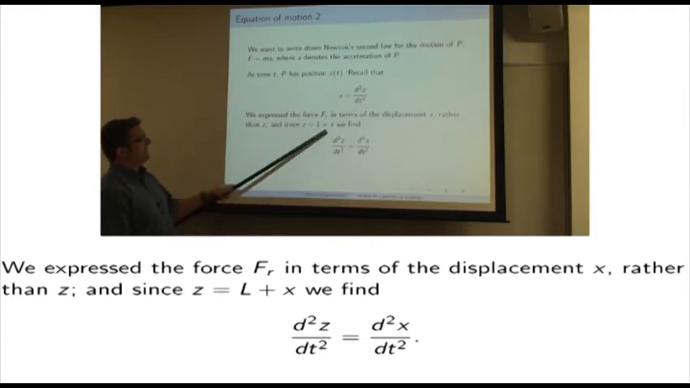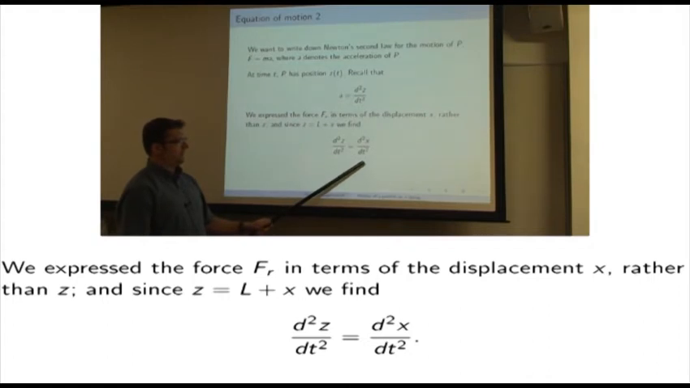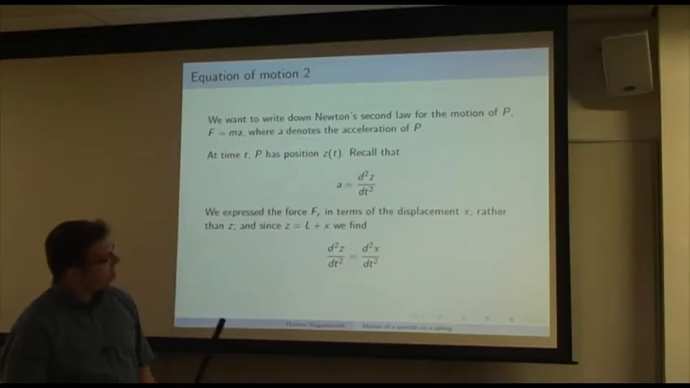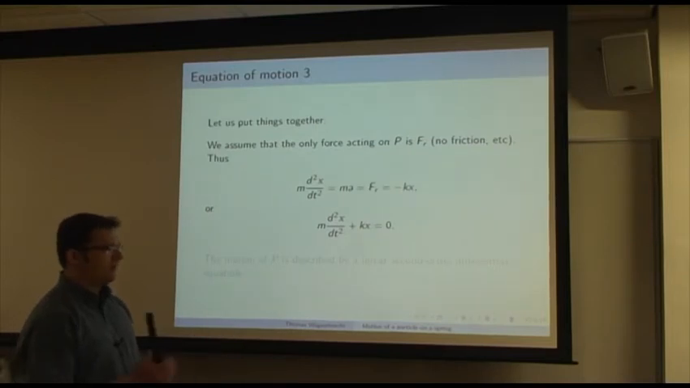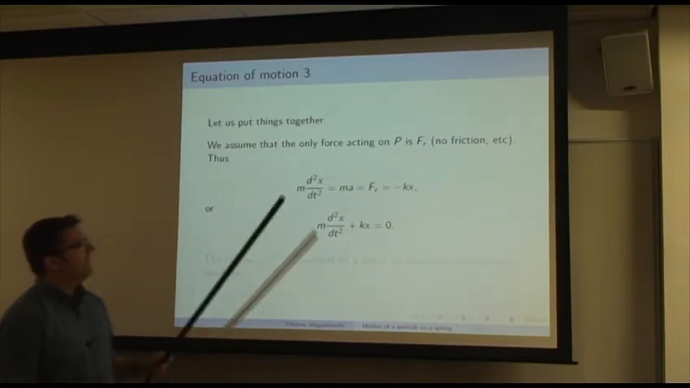Now we differentiate this equation. If z is L plus x, where L is a constant, then the time derivative dz/dt is equal to the time derivative dx/dt, and in the same way, the second derivative of z is equal to the second derivative of x. And that's all I need to write down Newton's second law.